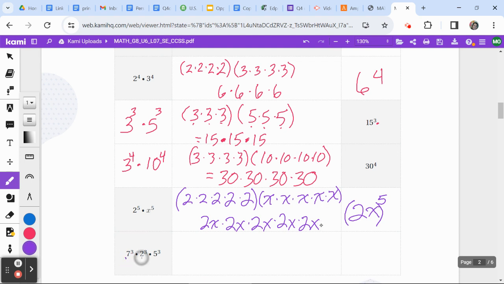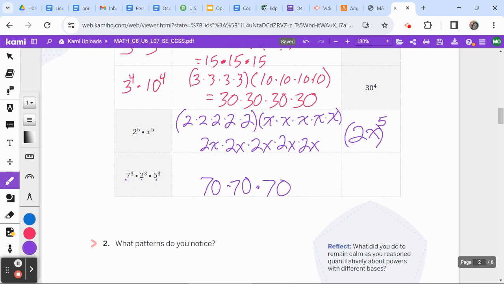So 7 times 2 times 5. Well, it'd probably be easier to go 5 times 2. Well, 5 times 2 is 10. And 10 times 7 is 70. So we would have 70. I'm skipping writing it out. Don't have a lot of space. And then it would be 70 to the 3rd power.